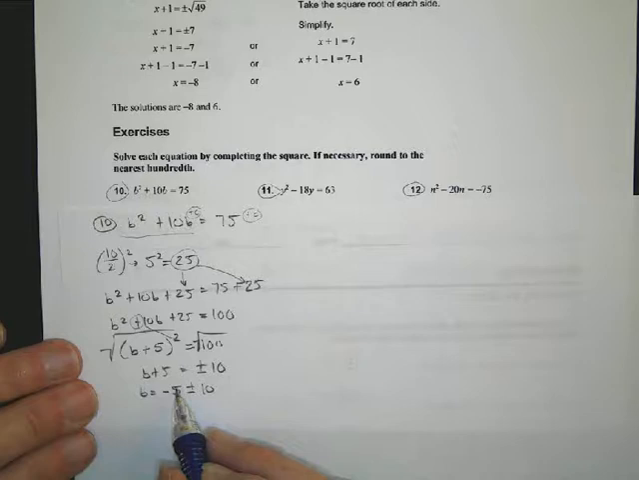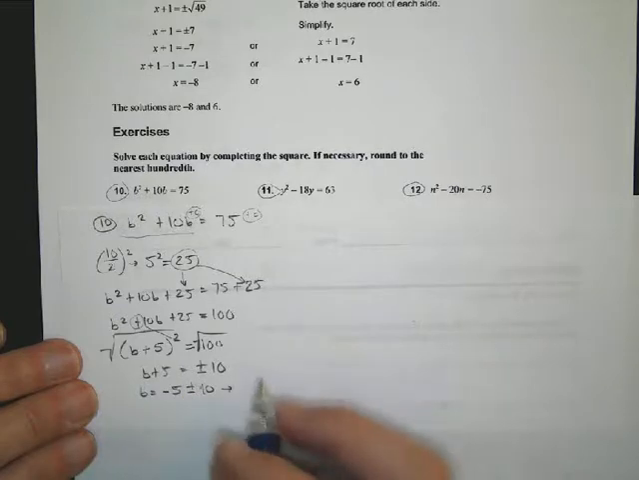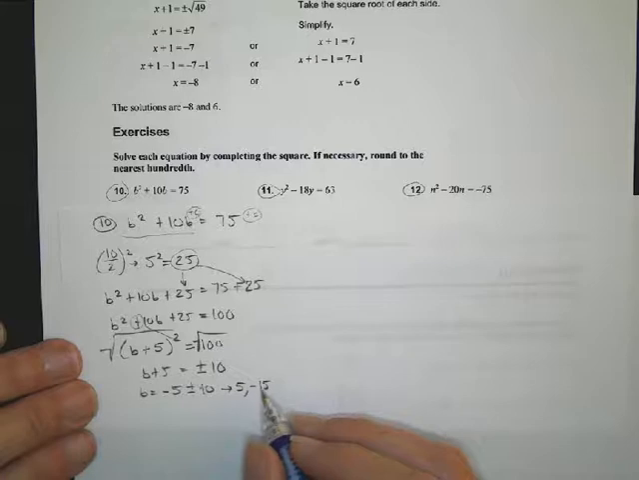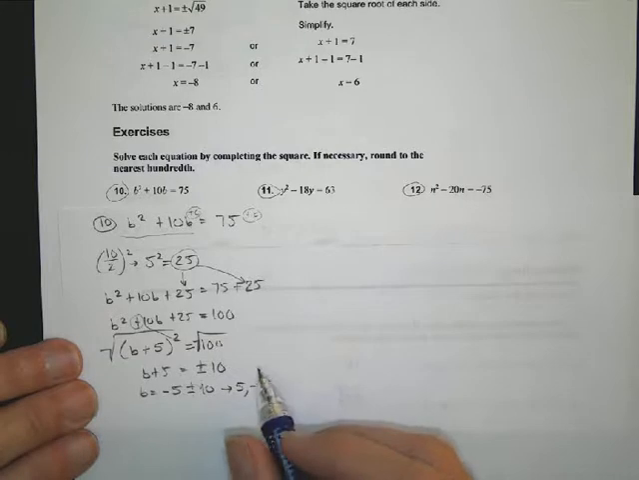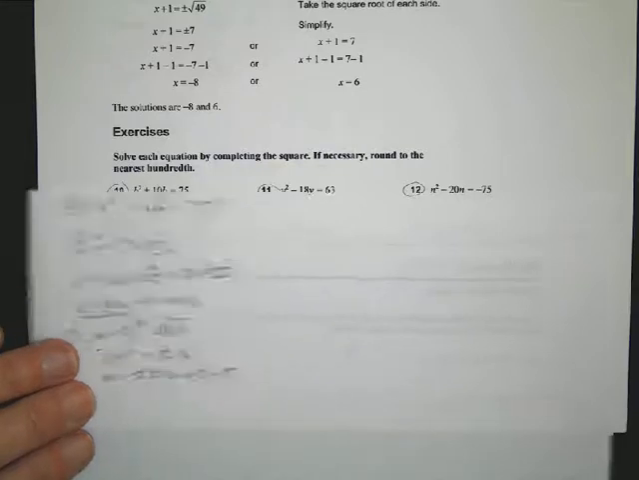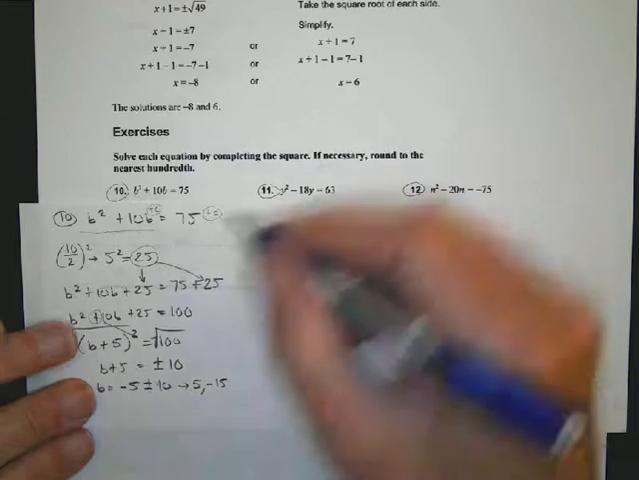And from here I just find my two solutions. Negative 5 plus 10 is 5. And negative 5 minus 10 is negative 15. So those are my two solutions for this equation. Okay, 5 and negative 15. Let's look at number 11 together.